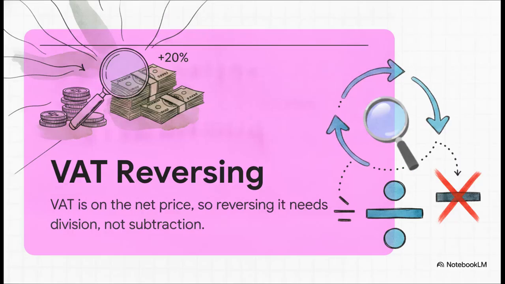So, what does this all mean? Well, the really crucial point here is understanding the core logic of why this happens. You see, VAT is always calculated on the net price. That 20% was originally added to the smaller £250 figure, not the larger £300 gross figure. If you take 20% off the larger number, it's always going to give you a bigger, completely incorrect amount. You literally have to use division to work backwards to your original baseline.